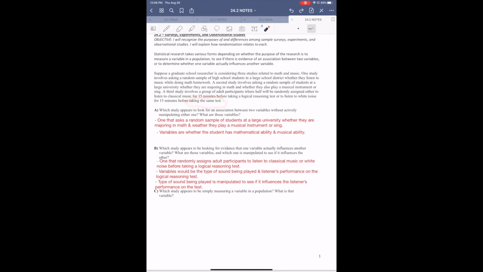Okay. And example C says which study appears to be simply measuring a variable in a population and what is that variable? Using process of elimination here, we already looked at study number 2 and study number 3. That leaves us with study number 1, okay? So in this case, we're looking at the one that asks high school students who listen to music while doing math homework, but cannot determine whether listening to music has any influence on learning math.